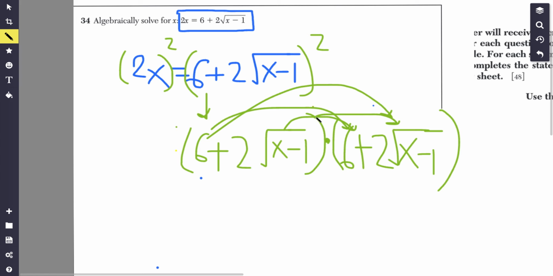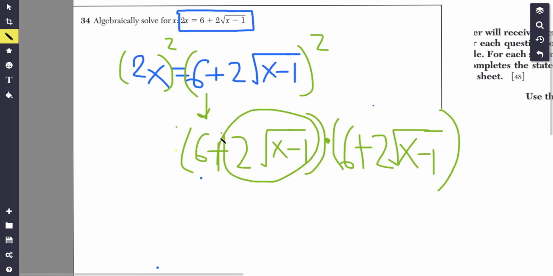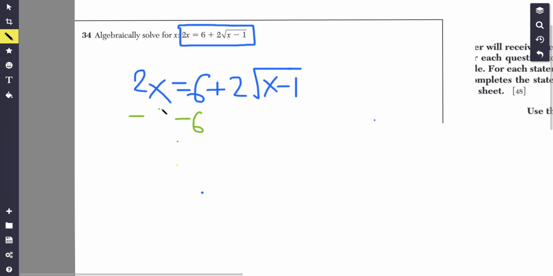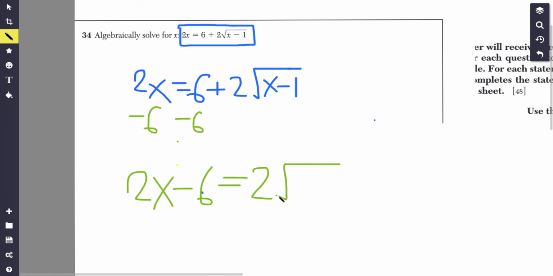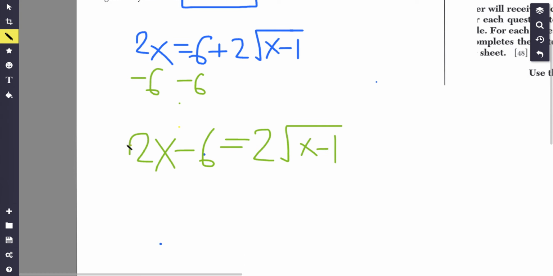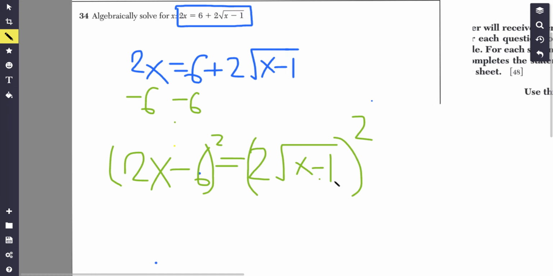And that's just going to make things a lot more complicated, because you're still going to end up with the square root. Maybe for a practice exercise, try to FOIL this out yourself. You'll only see that the equation gets more and more complicated. Instead, you want to subtract 6 from both sides. So you get 2x minus 6 is equal to 2 times the square root of x minus 1. And now you square both sides, because you don't have another term on the right-hand side, so you're not going to have to FOIL with the square root on the right-hand side of the equation.